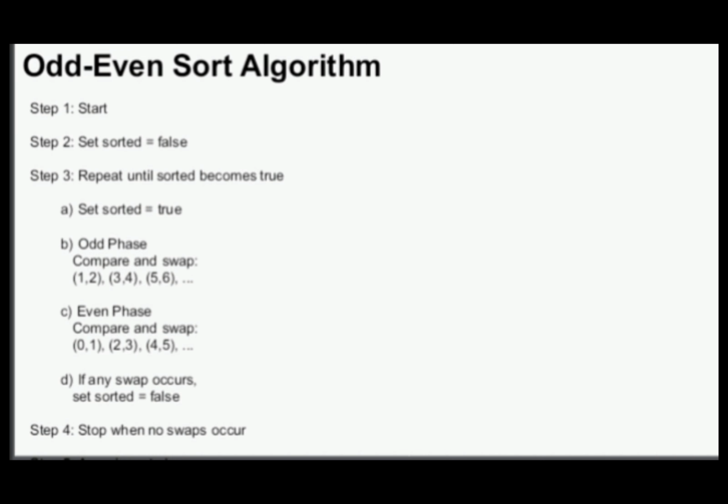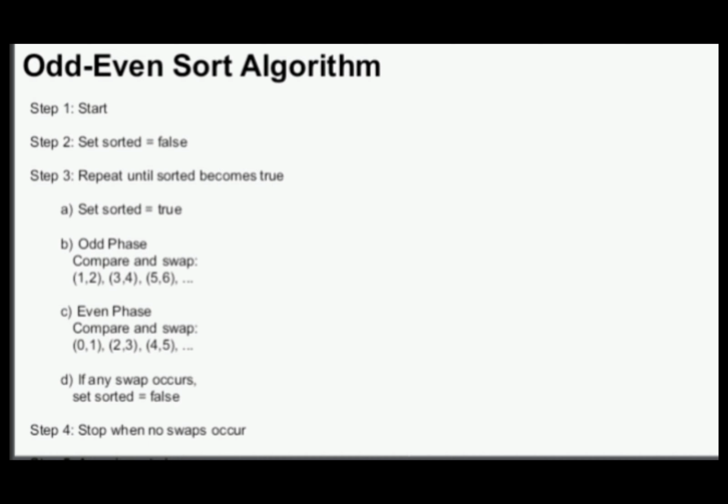Compare 9, 4, 7, 2. New array: 4, 9, 2, 7, 8. Since swaps occurred, the array is not yet sorted. Seventh step, if any swap occurs, set sorted to false. Whenever a swap happens, this tells the algorithm another pass is needed.